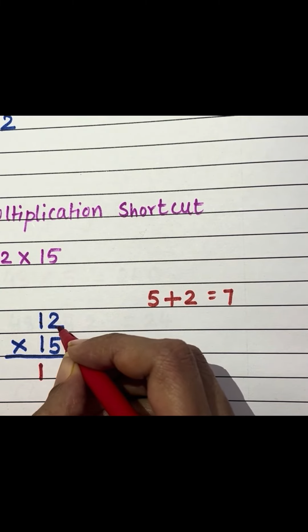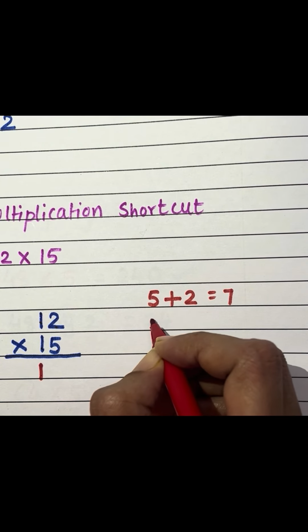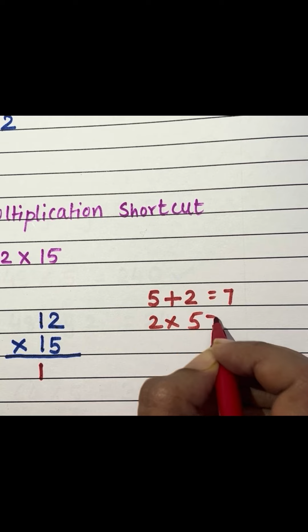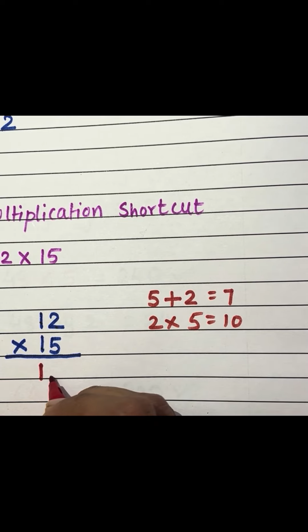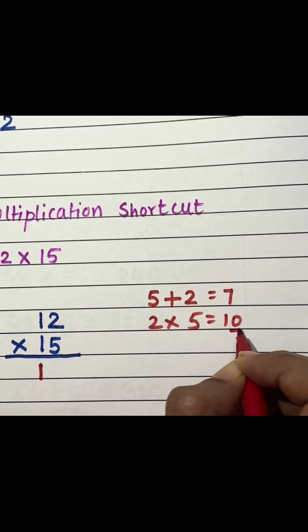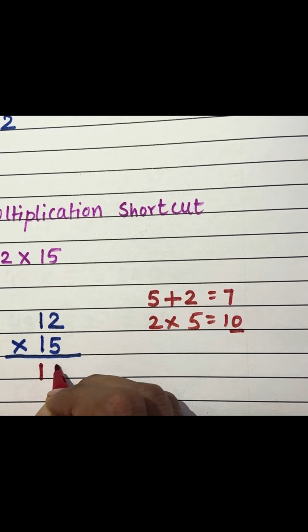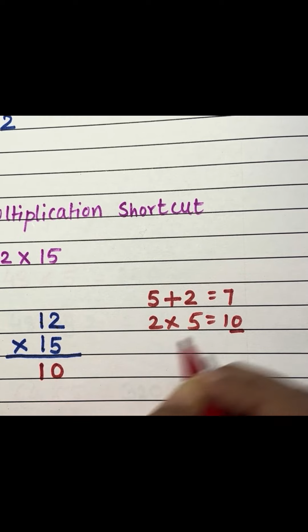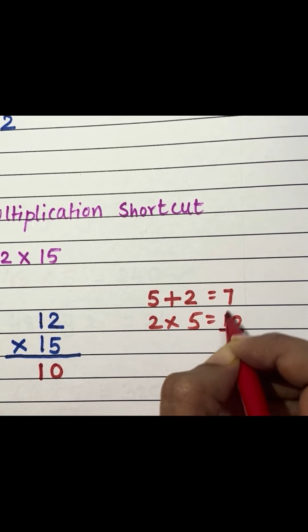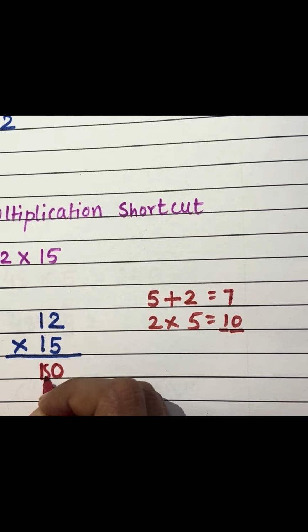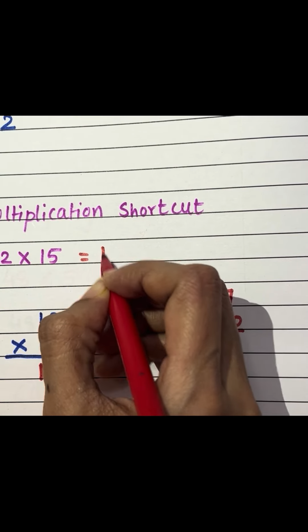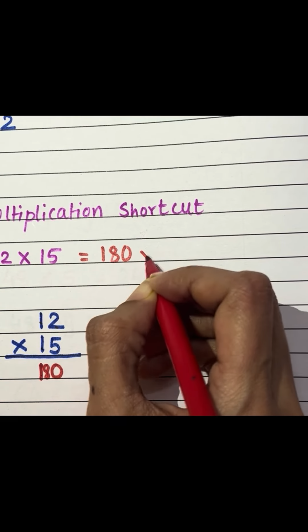So 5 plus 2 is 7. Now we'll check the third one, which is the ones place. Step number 3: 2 fives are 10. 2 multiplied by 5 is equal to 10. Now 10 is a 2-digit number, so we cannot write 2 digits here, right? So first we will write down only the ones place digit, which is 0, and this 1 we are going to add to this 7. So 1 plus 7 is 8. So your final answer is 180.